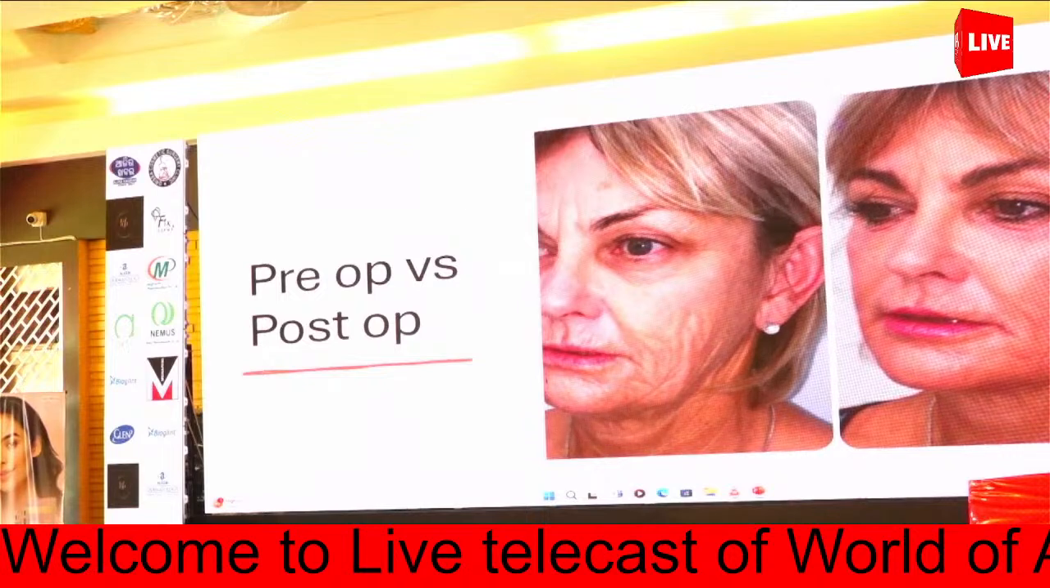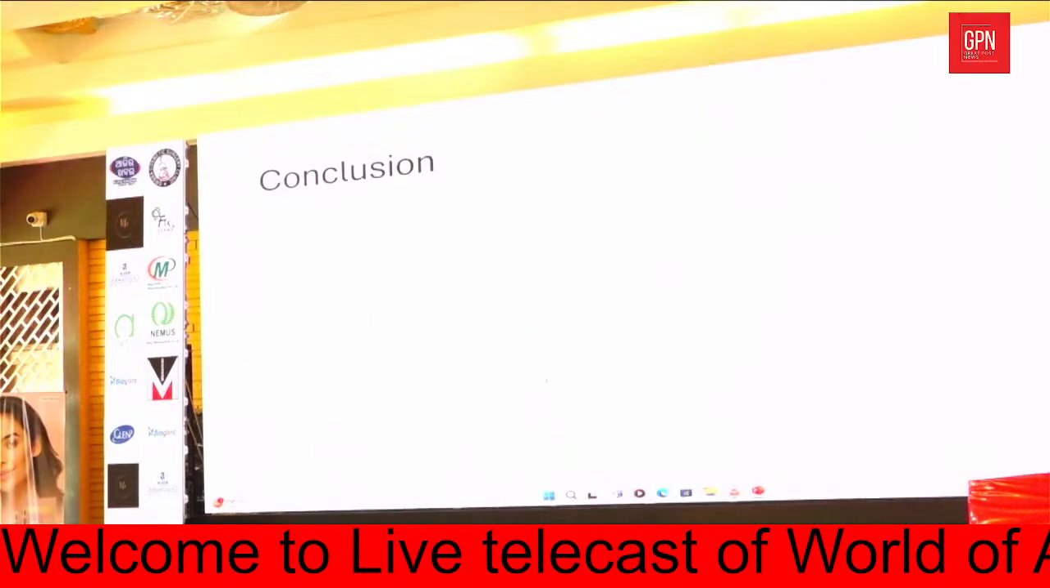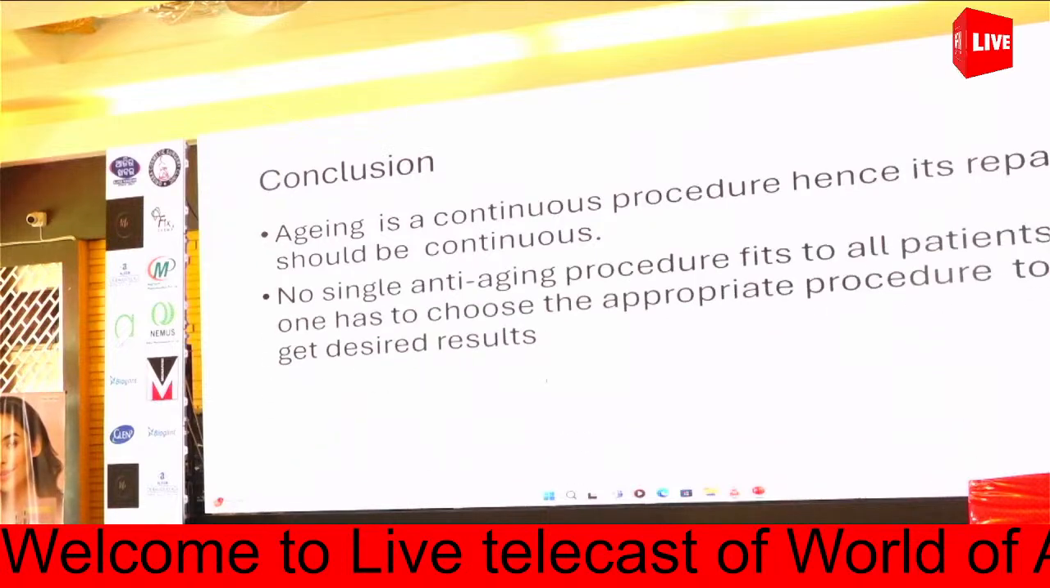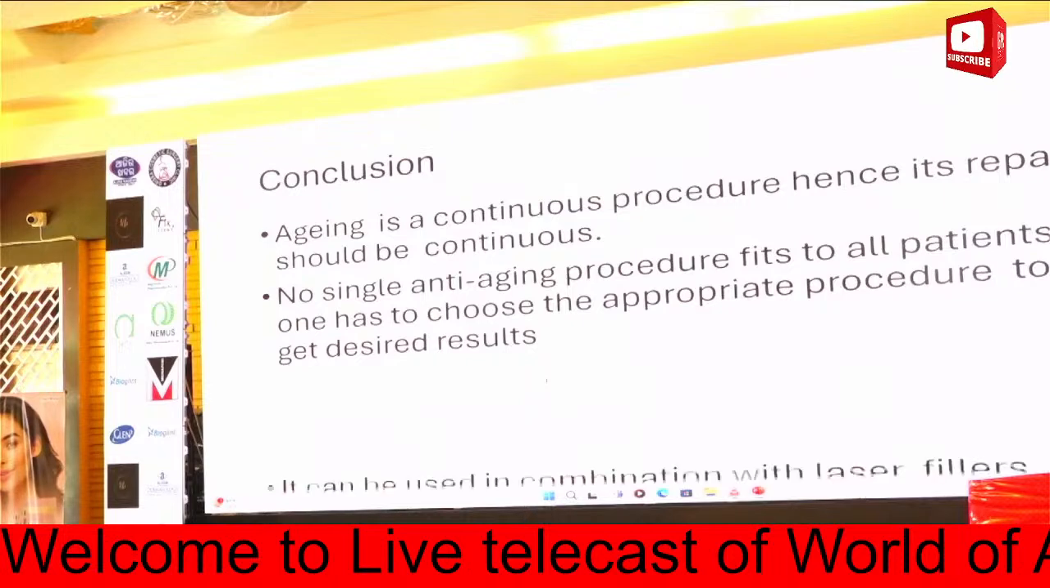With all these procedures, this is the result we expect. In conclusion, I will say, aging is a continuous process. Hence, its repair should be continuous. No single anti-aging procedure fits all patients. So one has to choose the appropriate procedure and get the desired results.